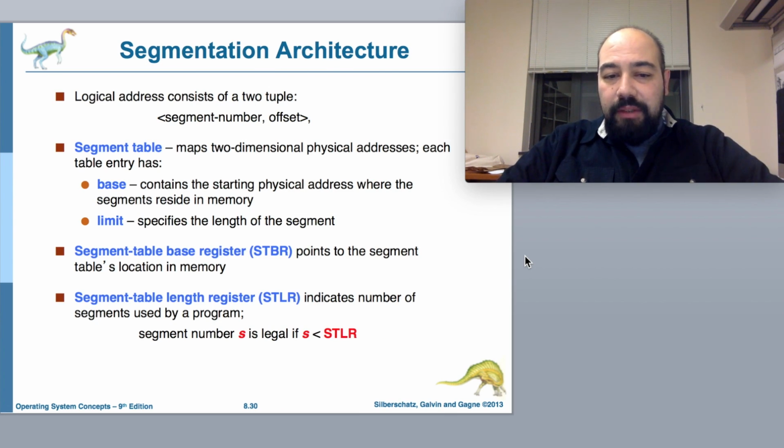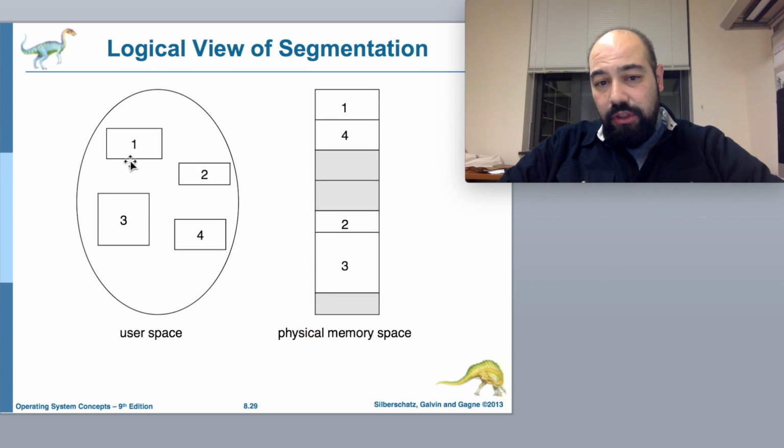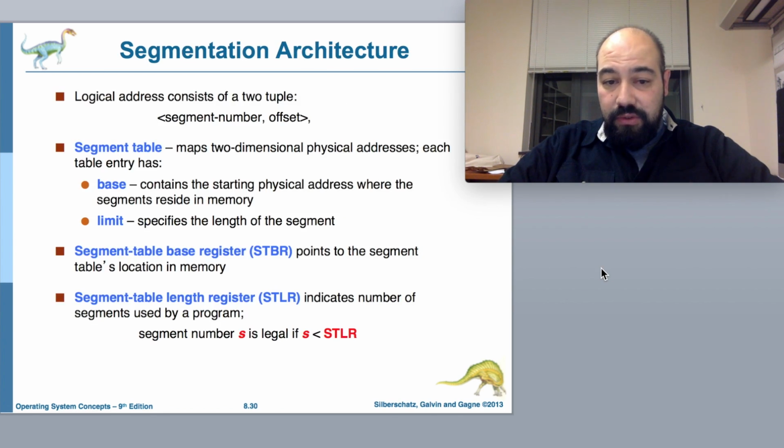Okay, so in segmentation, we are talking about 2 registers. Each segment has its own base register and limit register. So here you have a segment, and for this segment we are keeping track of the base register and the limit register. You know the size of this segment, and you keep this as a limit register, and you know the starting point of this segment in the physical address, you keep it as a base register or relocation register.